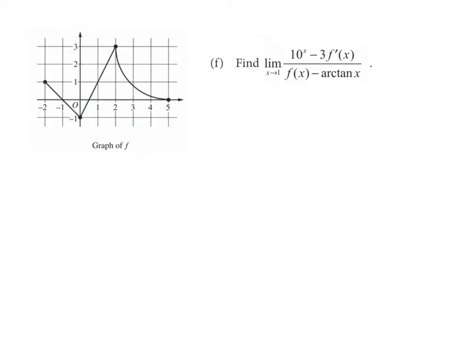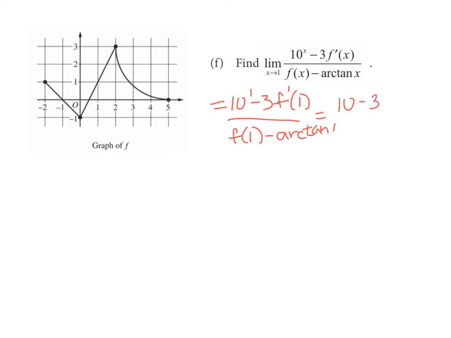So for part F of this problem, we are finding a limit, and I'm going to find this limit using substitution. Generally, the two ways that you're going to be evaluating limits on the AP test are either by substituting in values or by using L'Hopital's rule and then substituting in. So in this case, we end up getting that we have 10 minus 3 times f prime of 1.